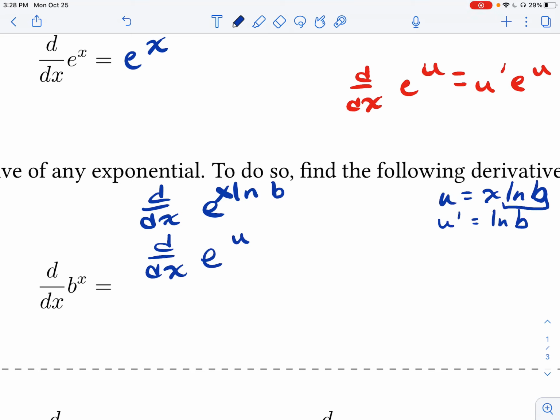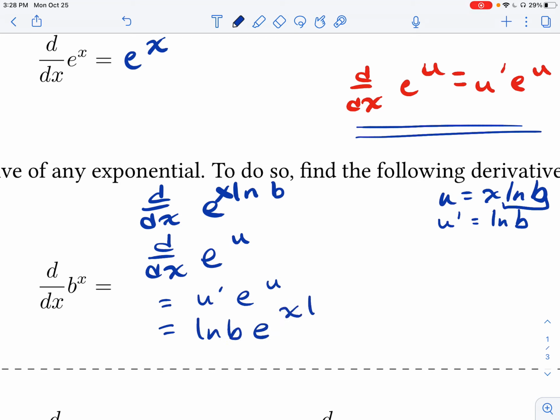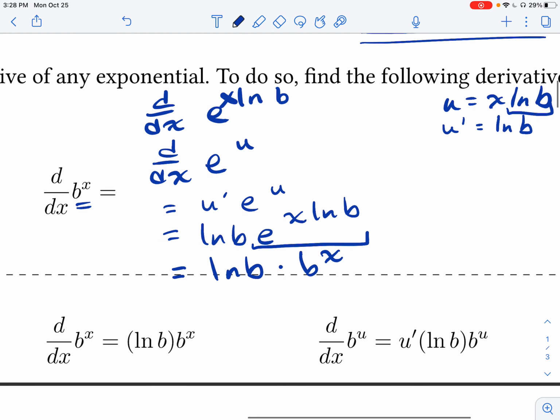So if that is the case, using this rule up here, we can say the derivative of e to the u is just going to be equal to u prime times e to the u. U prime is the natural log of b, and we're saying e raised to the x ln b power. And initially we said all of this is simply equal to b to the x. So this simplifies out nicely to the natural log of b times b to the x. And that's our rule here that we can summarize. To find the derivative of some exponential function with some base other than e raised to the x power, it is simply the natural log of that base times the function itself.